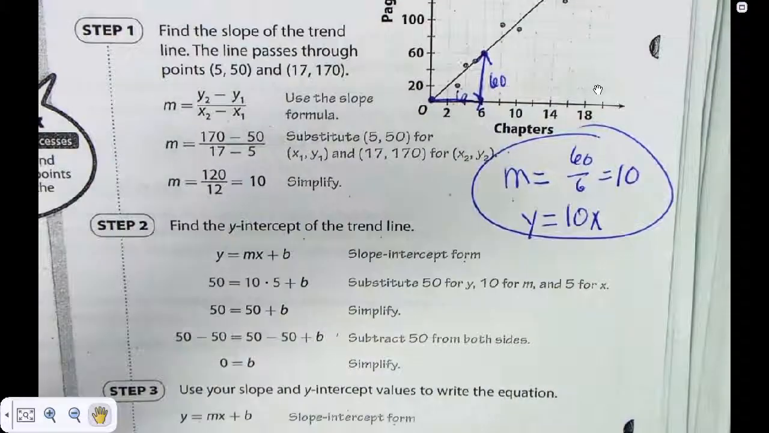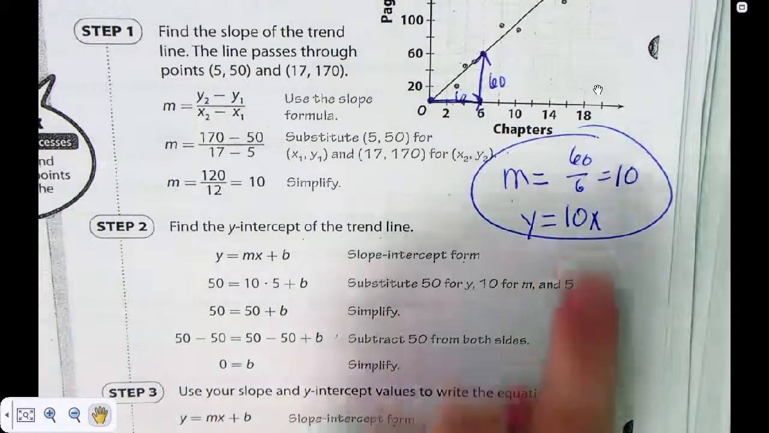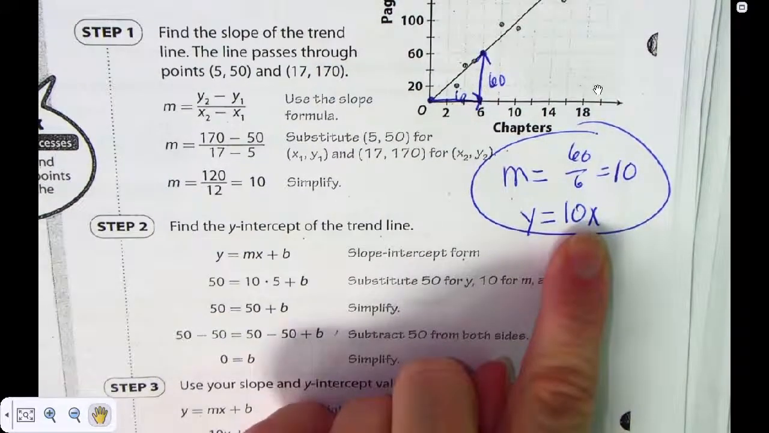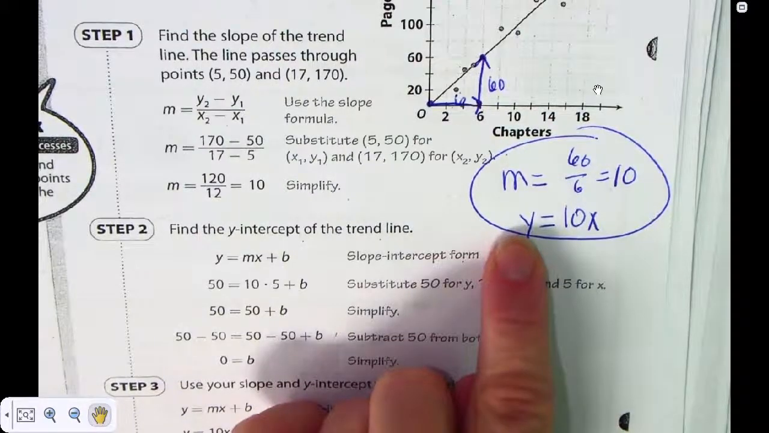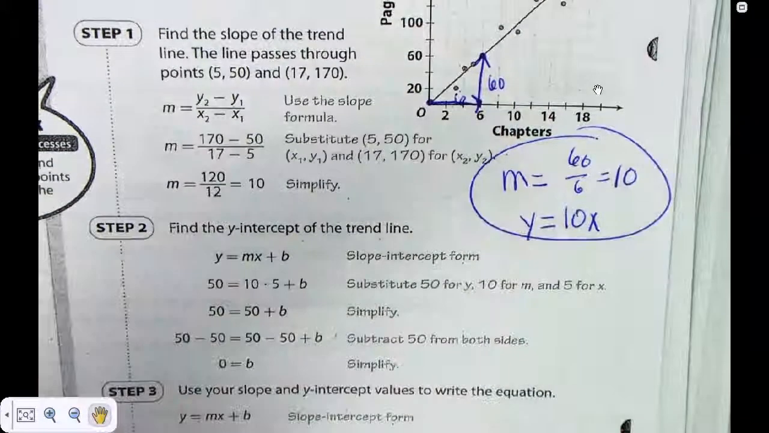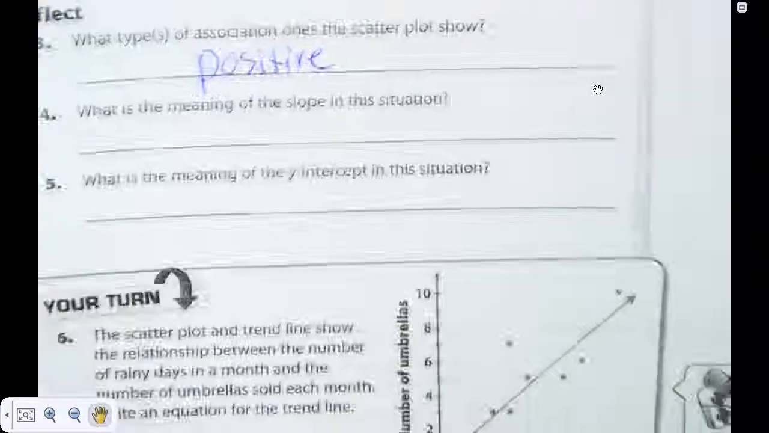Now, if I wanted to make a prediction, I would use that equation. What does x stand for? Chapters. What does y stand for? Pages. So, on page 403, number 3, what type of association does that scatter plot show? What is the meaning of the slope?